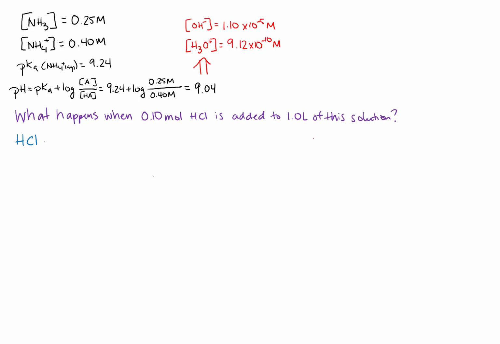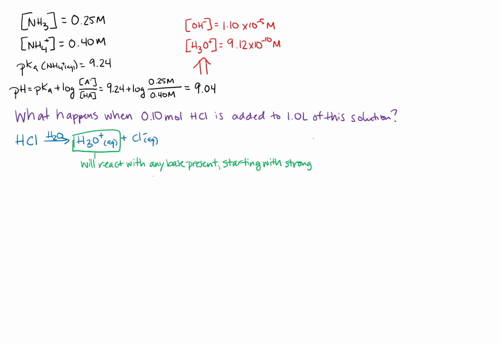We know that HCl is a strong acid and it will dissociate into hydronium and chloride ions in aqueous solution. This newly formed hydronium ion is pretty strong and will readily react with any base that is also present in the solution, starting with the strongest. The strongest base that is currently in the solution is the hydroxide ion, generated by the buffer equilibrium.